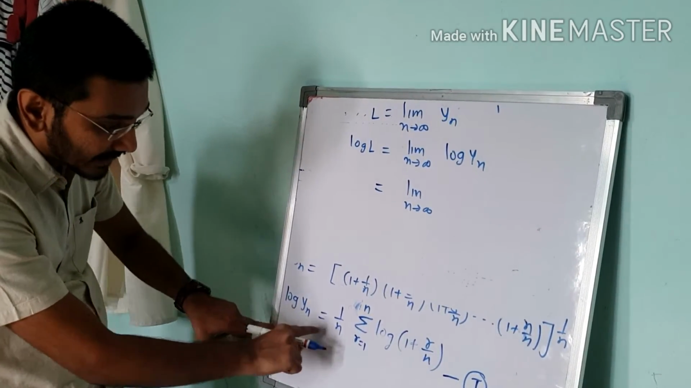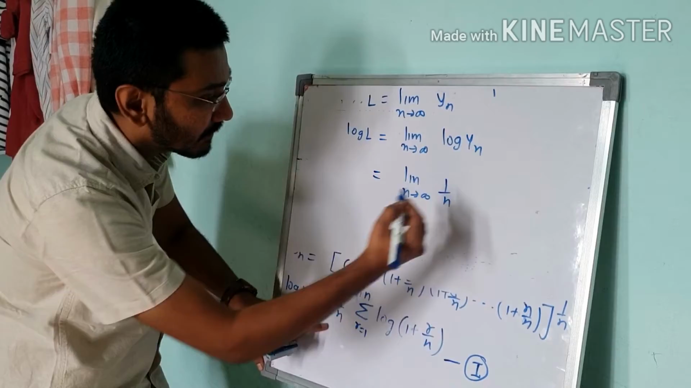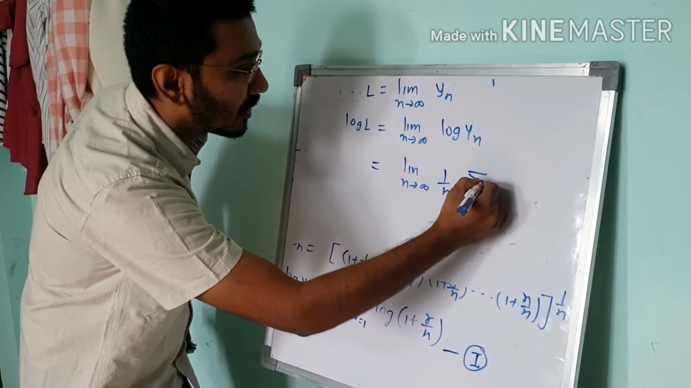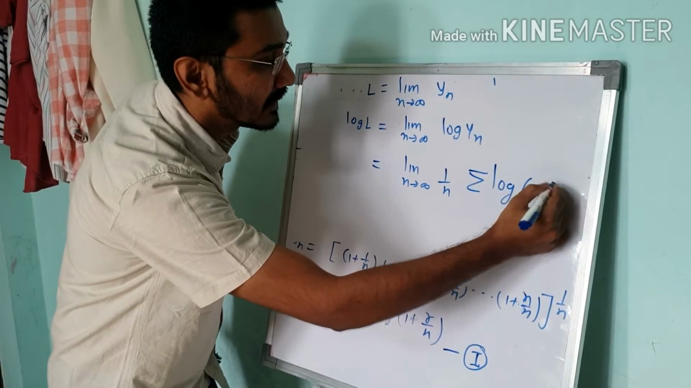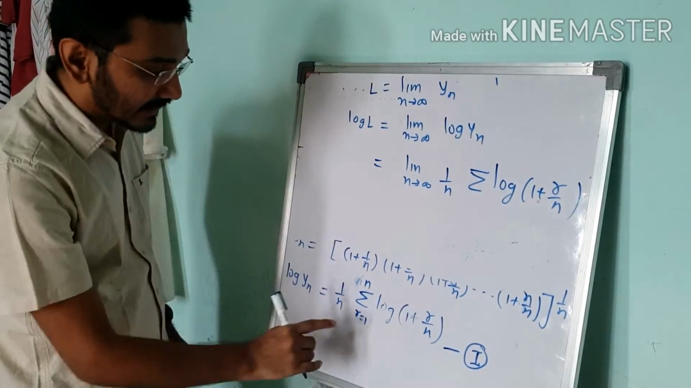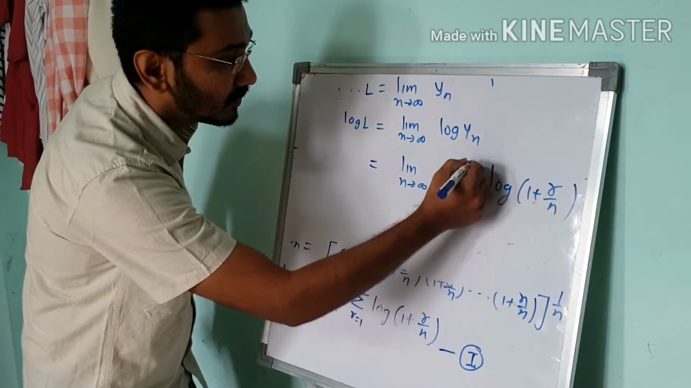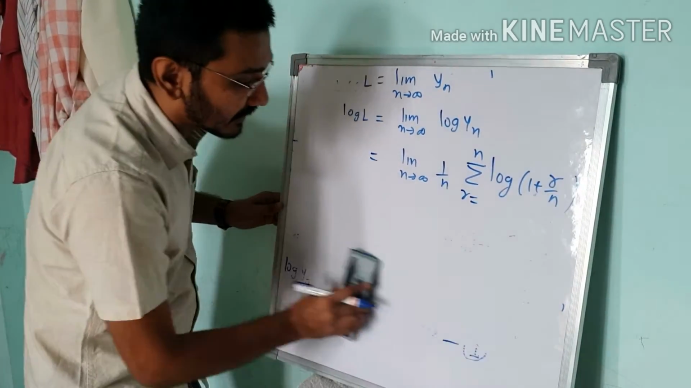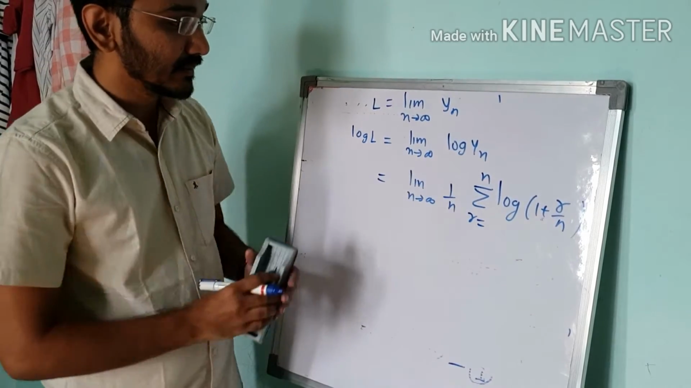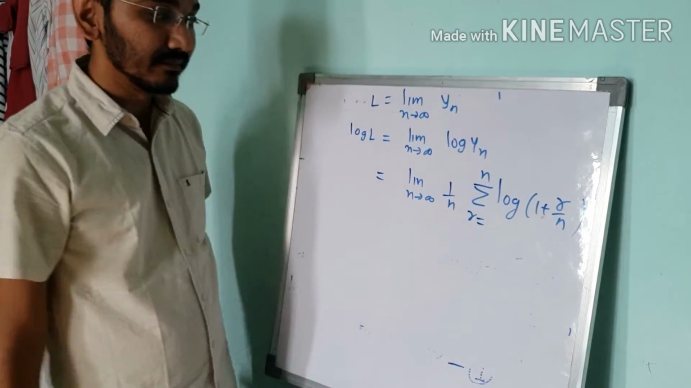So limit n tending to infinity, log of yn is 1 by n times the summation of log of 1 plus r by n, and here r is changing from 1 to n. So this is the sum of n terms here.